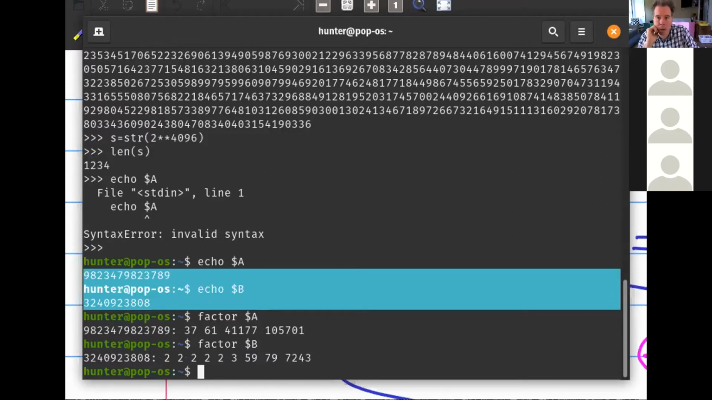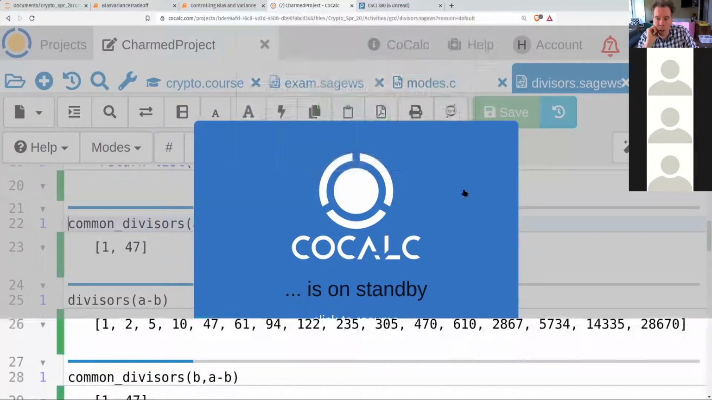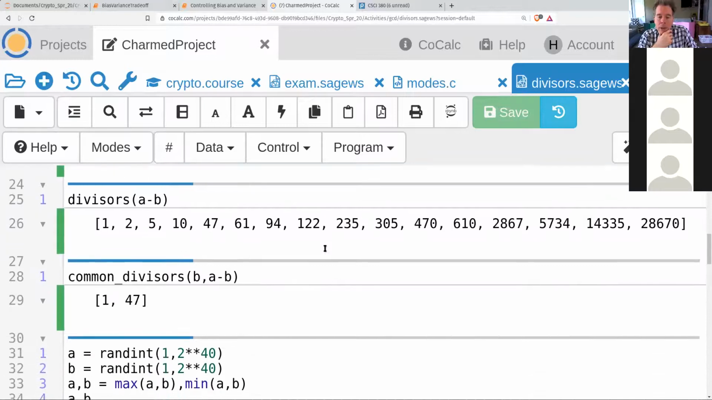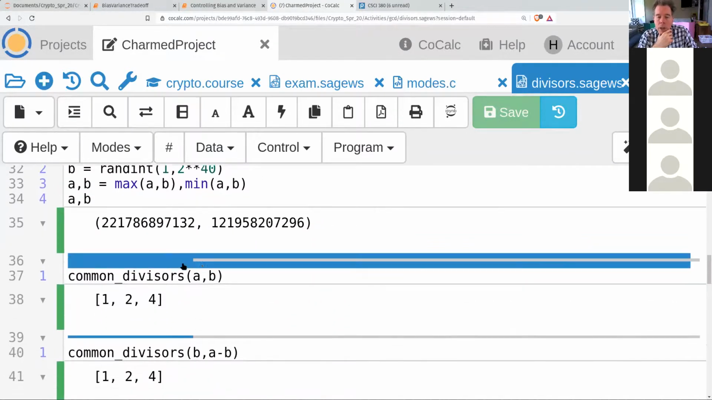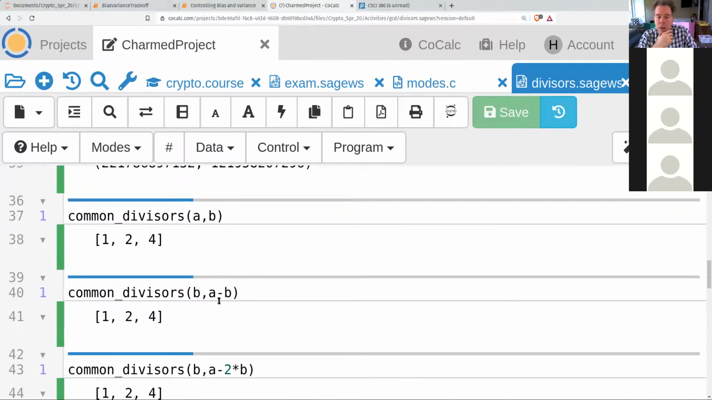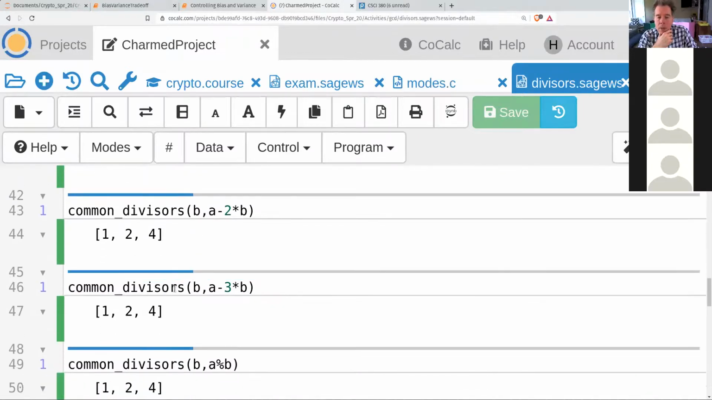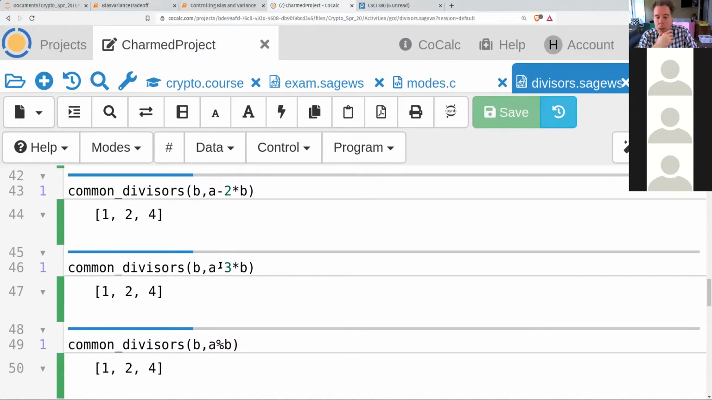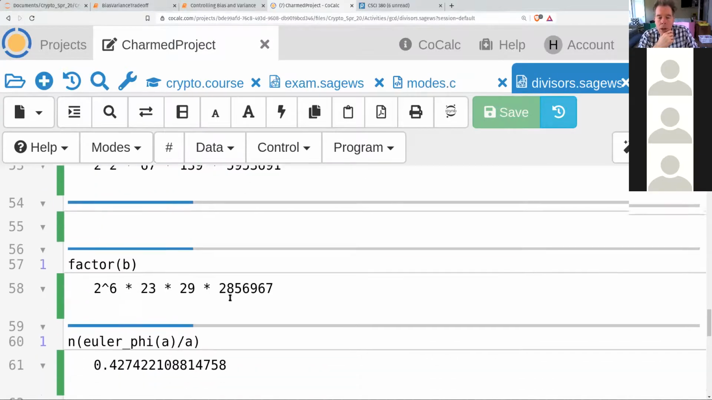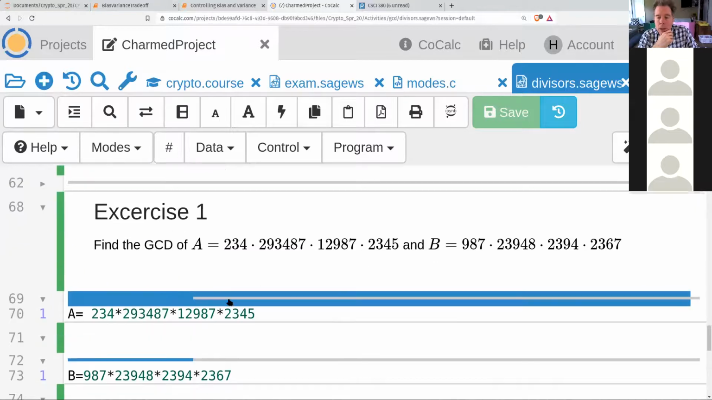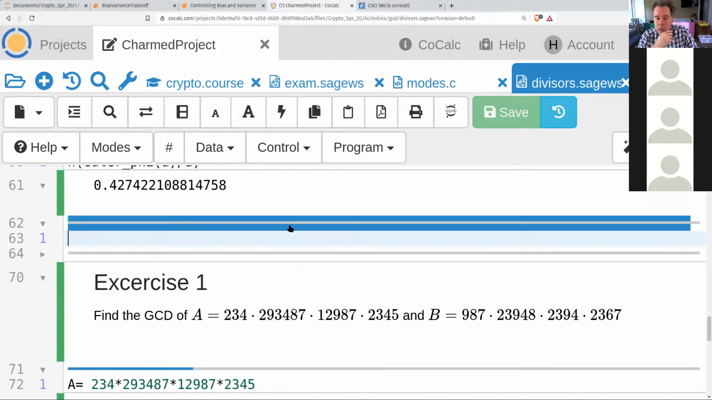So let me take us back over to the Sage worksheet. By the way, in Sage I work through this: we just take two random numbers and then look at the common divisors. The common divisors of a minus b are the same. Common divisors of a minus 2b are the same. Common divisors of a minus 3b are the same. Common divisors of b and a mod b are the same. And then there's an exercise for you if you want to do it.